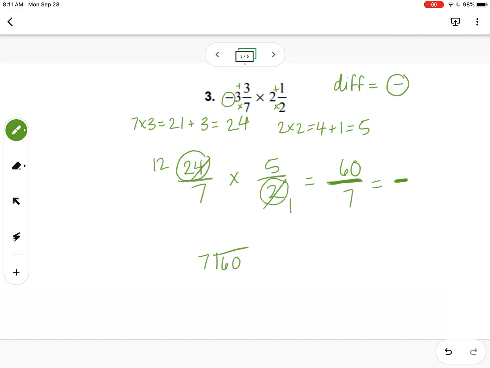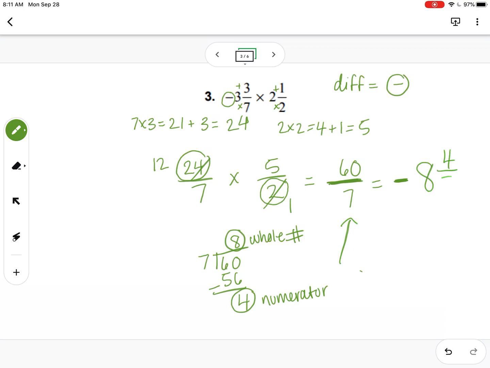So let's see. We know 7 times 10 is 70. 7 times 9 is 63. So we're going to have to go 7 times 8, which is 56. When we subtract that, we get 4. Remember, this is our whole number. And our remainder, our leftover, is going to be our new numerator, and we're going to keep the same denominator that we already have, which is 7. So this is going to be negative 8 and 4/7, and that can't simplify anymore. That is our answer.